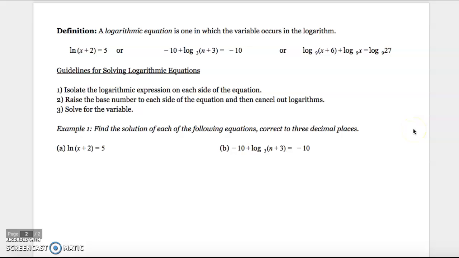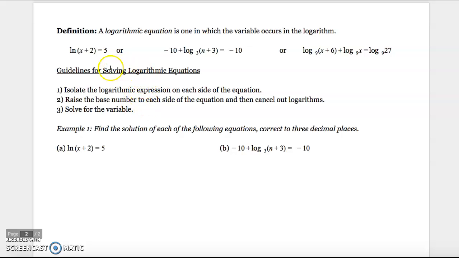Hey guys, in this section today we're going to be talking about solving logarithmic equations. Let's first define what a logarithmic equation is. A logarithmic equation is one in which the variable occurs in the logarithm. For example, when you have natural log of x plus 2 equal to 5, or negative 10 plus log base 3 of n plus 3, your variable's in your logarithm there. Or you can have a variable in two separate logarithms, but it's still in a logarithm, at least one. So this would be a logarithmic equation.